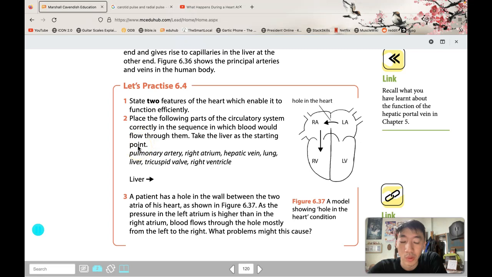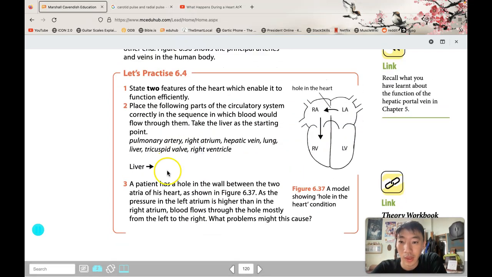Okay, so if it's from the liver, then the hepatic vein, back towards the vena cava, then back towards the heart, then going up to the lungs through the pulmonary arteries, then back towards the heart through the pulmonary veins, then left atrium, left ventricle, and then aorta. They never mentioned, I forgot to mention, all the different valves, etc.